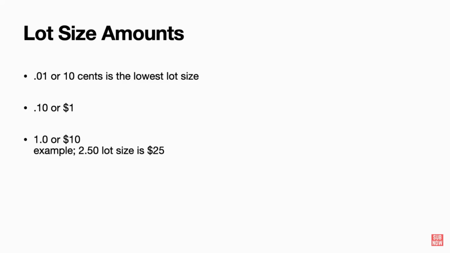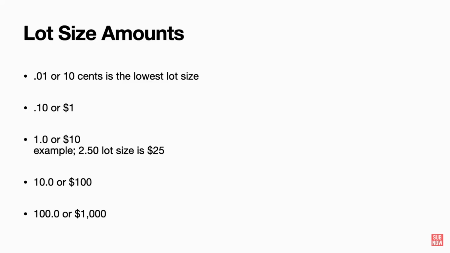So I have an example here. 2.50 lot size is $25 per pip. So if it moved 4 pips, you made $100 if you bid 2.5 lot size. The next size, 10.0, or that's $100 per pip. And then finally, the highest is 100.0 or $1,000 per pip. And then of course, anything in between these increments.